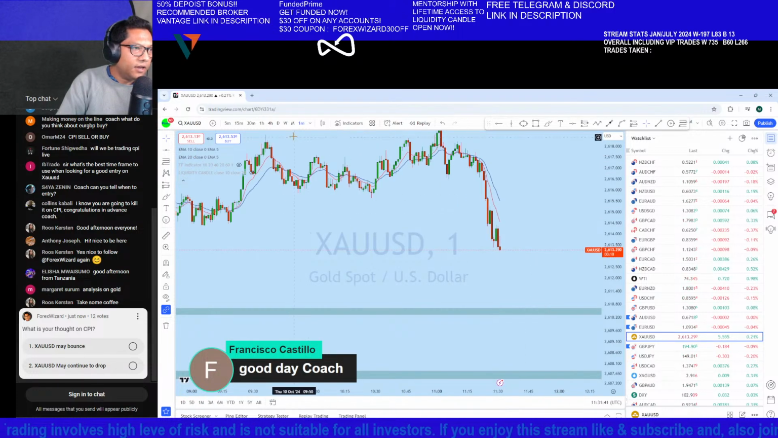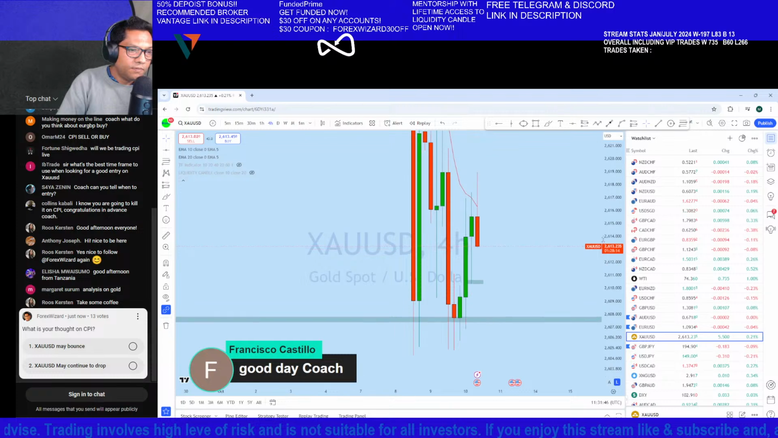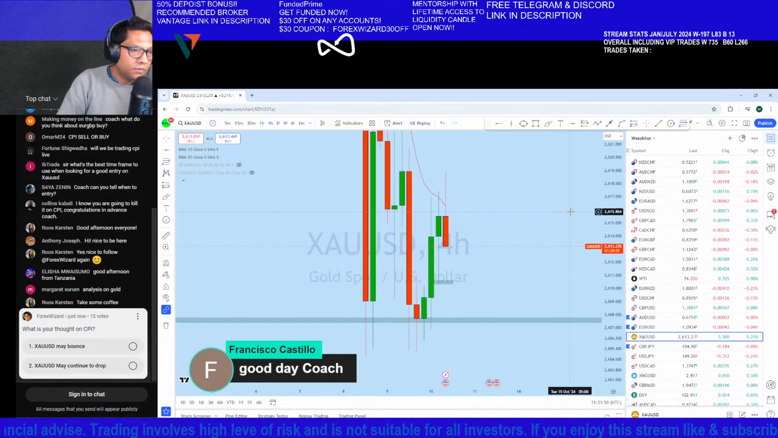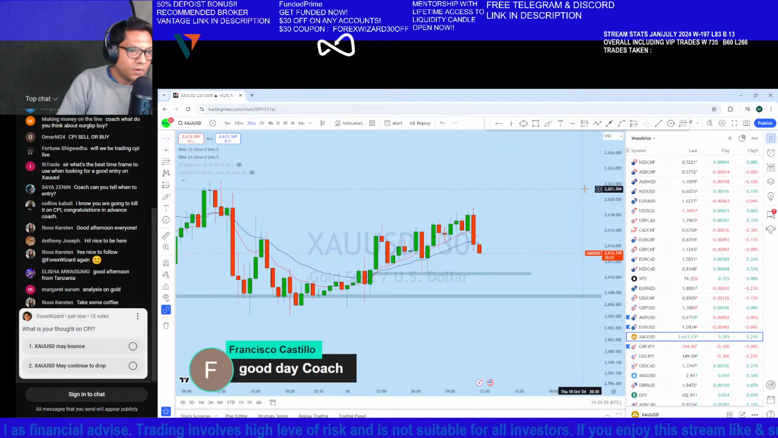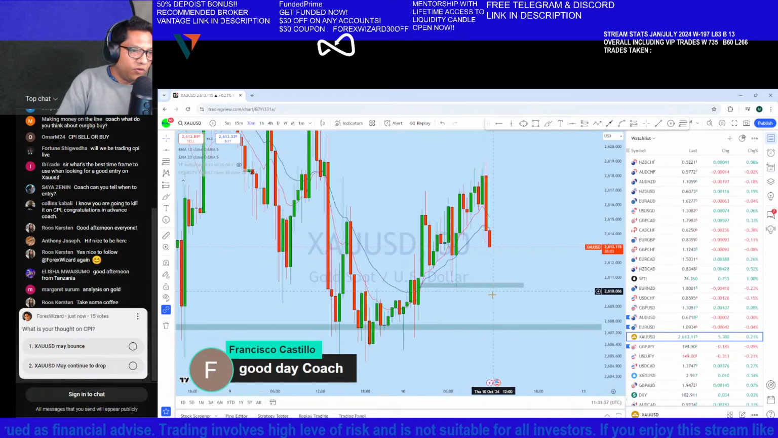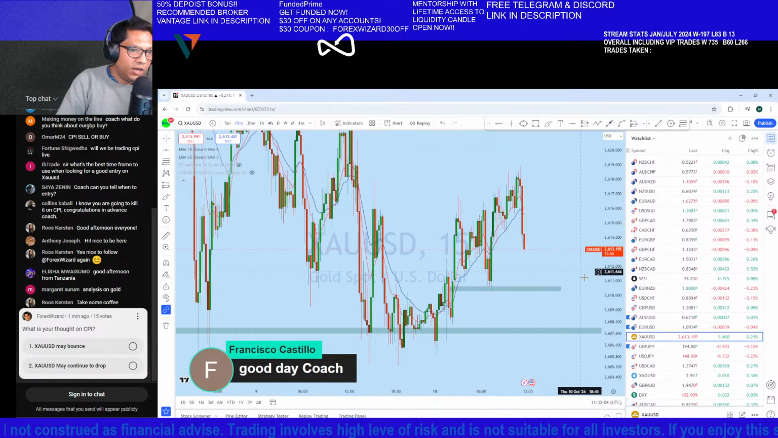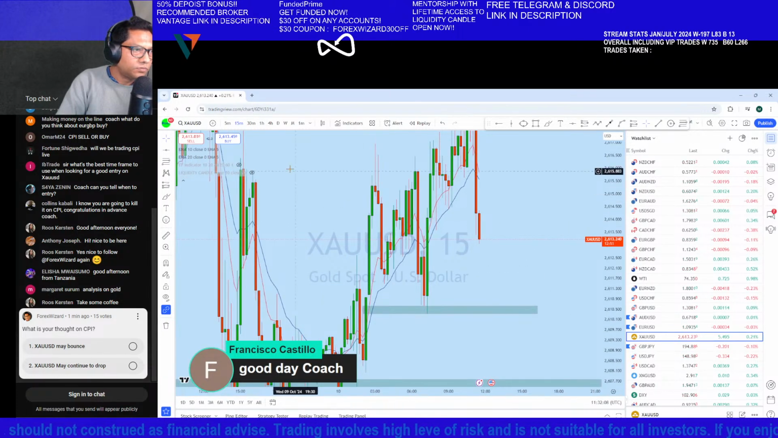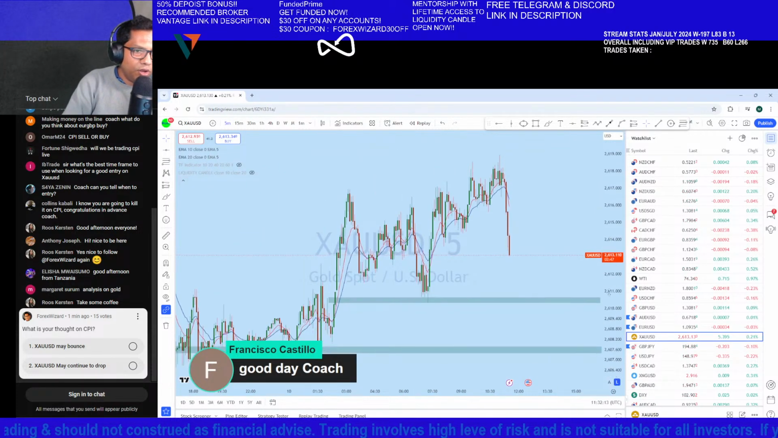Okay, we can see that we have seen that breakdown here, and with this breakdown, we are expecting this market to retest this liquidity zone, which is an important liquidity zone. With that retest of the liquidity zone, we'll see how far the market might be going.